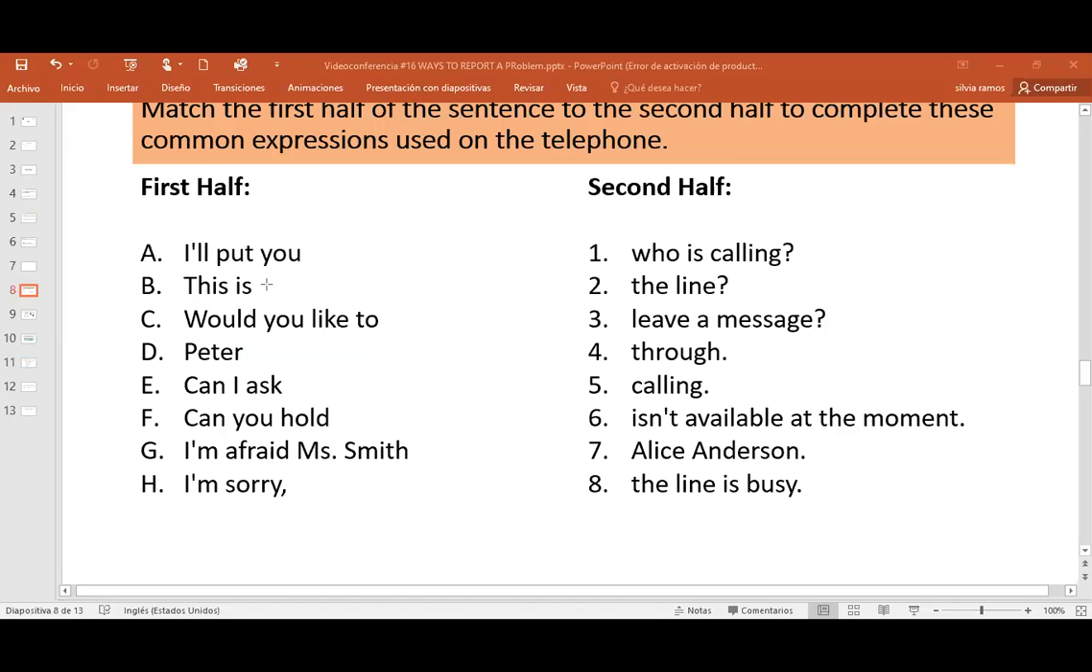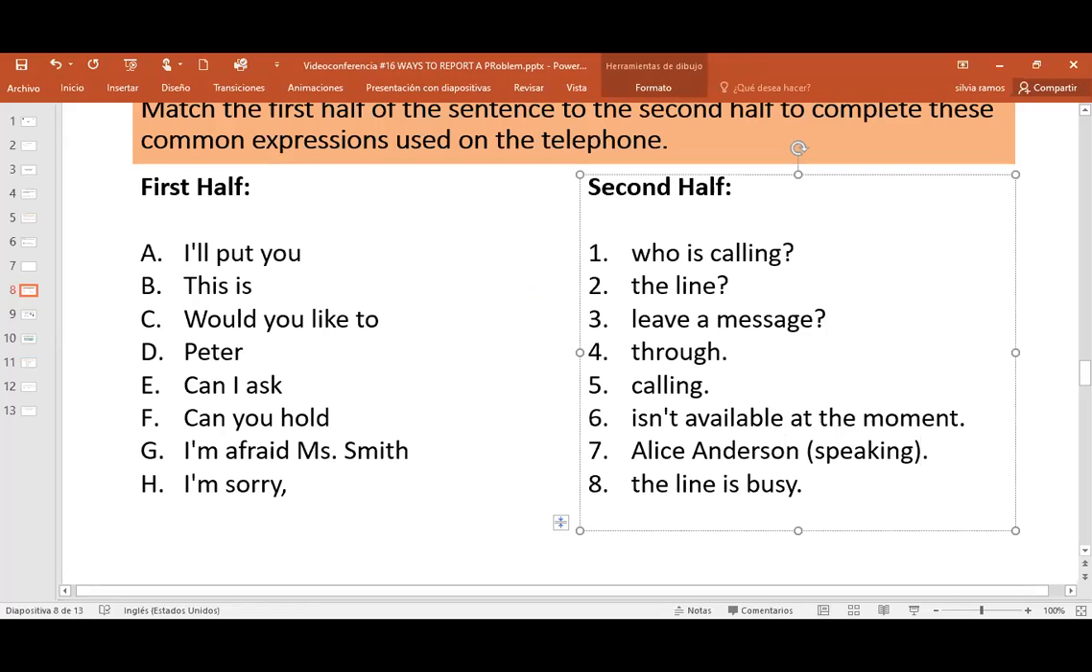This is Sylvia. This is Alice Anderson. Usually, when we say that, right? We can say also, podemos decir también, this is Sylvia speaking. Esa es otra opción que podemos dar aquí al final, pero eso es opcional. This is Alison Anderson speaking. Esa es otra frase que utilizamos cuando estamos en el teléfono. This is Sylvia. Solamente, esta es Sylvia, como cuando decimos, ¿quién habla? Sylvia habla. This is Sylvia speaking. Este speaking es opcional. Would you like to leave a message?